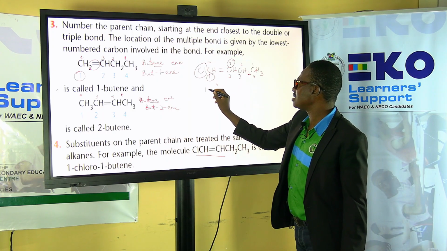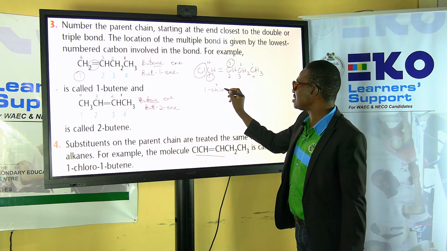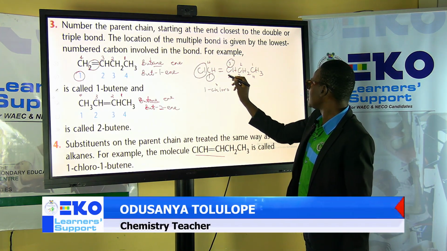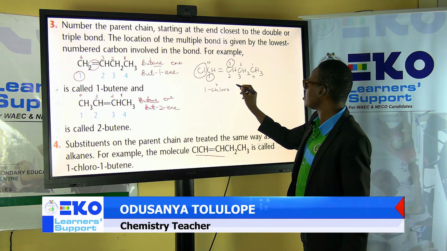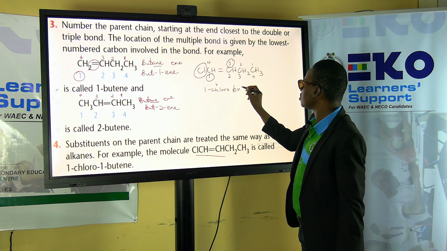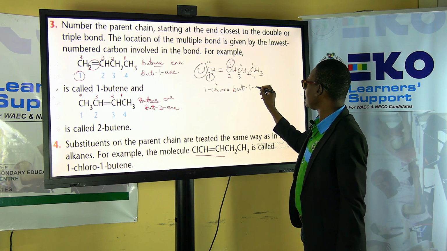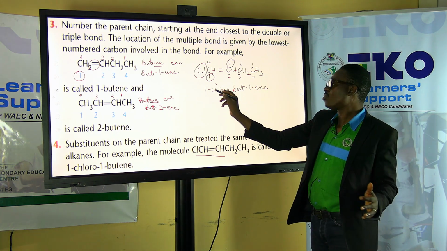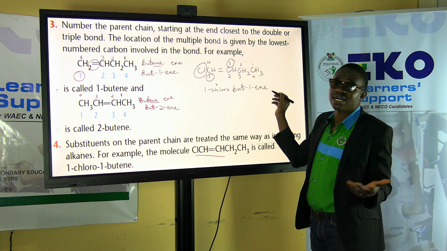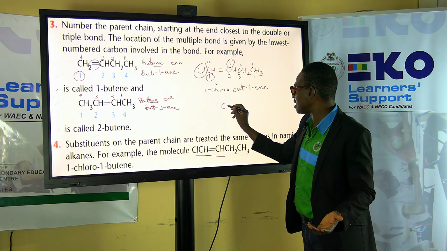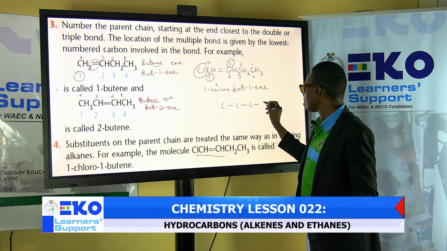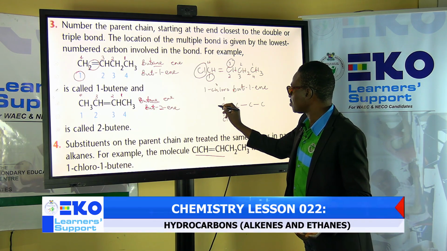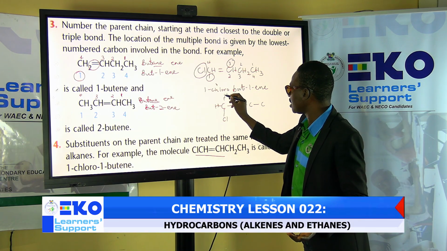So I say 1-chloro. Why is it 1-chloro? Because the chlorine is on carbon 1. Then 1, 2, 3, 4. That will give you but-1-ene. So simple. 1-chloro-but-1-ene. You can go back and do it like this. It's the same thing using the structural formula. Then here, you put your Cl. So this hydrogen. Hydrogen.